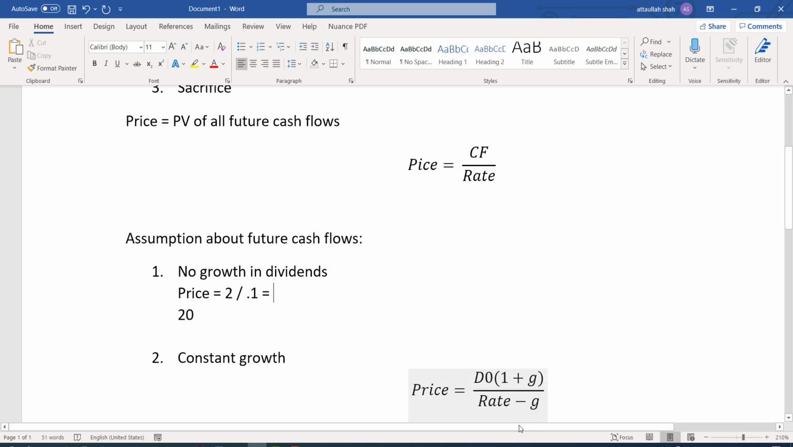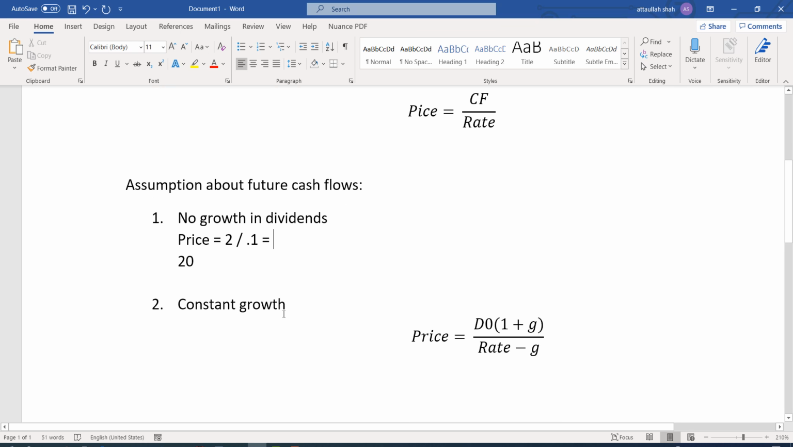So how do we explain this equation? The dividend that we receive today will grow in the next period by this amount. So if the growth rate is 10% and today's dividend is 10 rupees, next year we shall receive 11 because it will increase by a factor of 10%. And this growth rate also reduces the cost of capital. So we deduct the growth rate from that. So this is our second model, constant growth model.